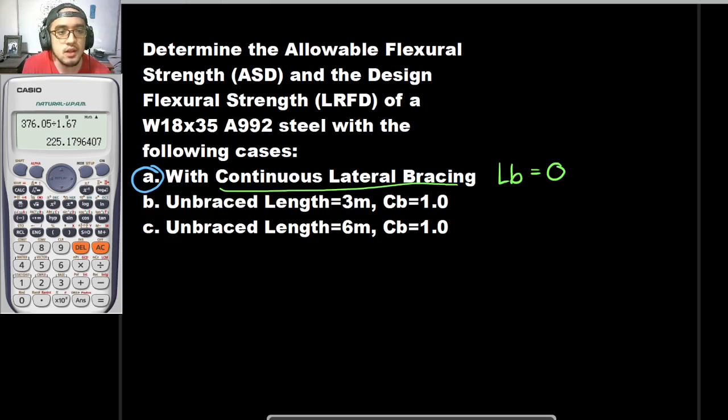Okay, so for the second case for this problem, determine the allowable strength and the design strength of W18 by 35 for an A992 steel with the following cases. For case letter A, we have already solved for that in the previous video. In this video, we would be solving for the second case, which is letter B. In letter B, it is said here that the unbraced length is 3 meters and CB is equal to 1.0. So from that, since its unbraced length is 3 meters, LB is equal to 3 meters.